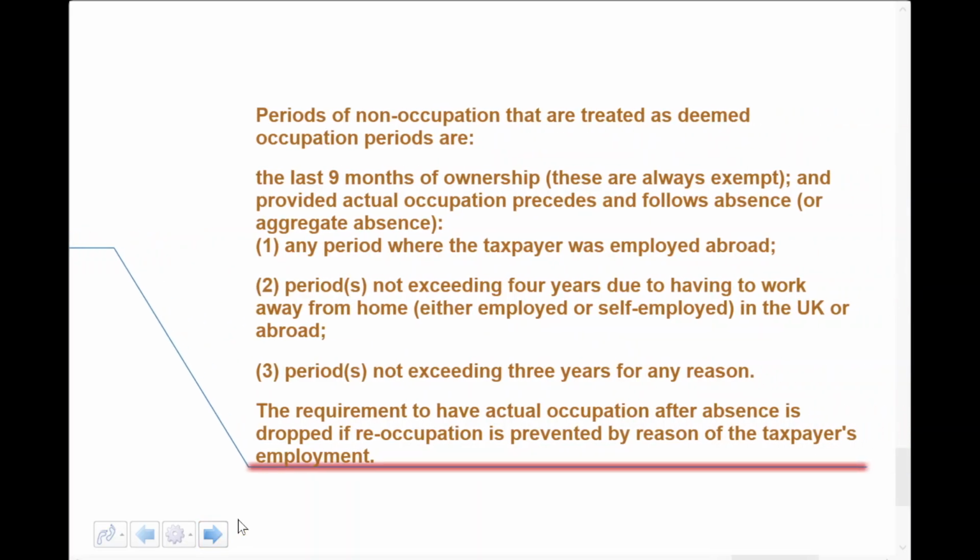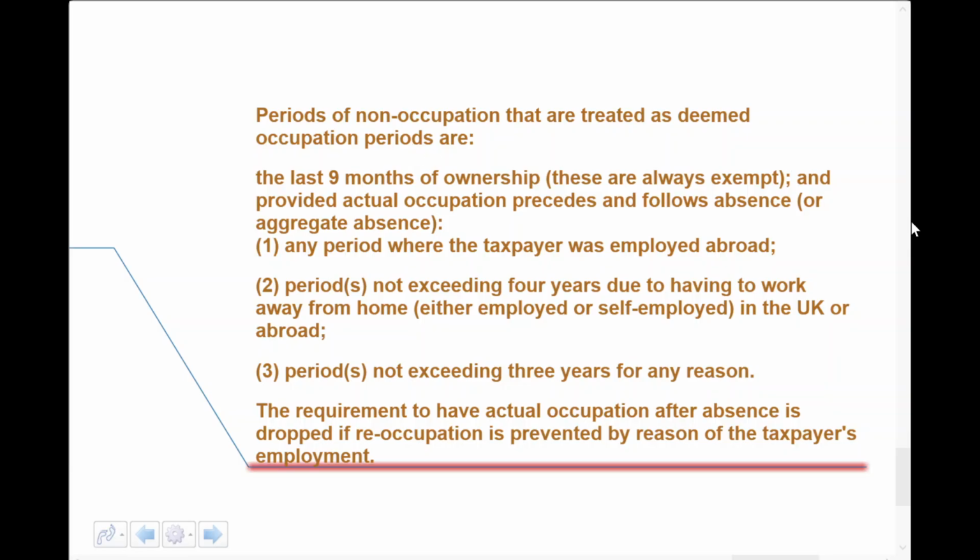Now, non-occupation. We talked about deemed periods. So really what we're saying here in this particular branch is yes, there may be periods of non-occupation. He went to live with his mother. Let's say he went abroad to work. He went elsewhere in the UK to work. But in these scenarios, these periods of non-occupation are deemed as occupation.